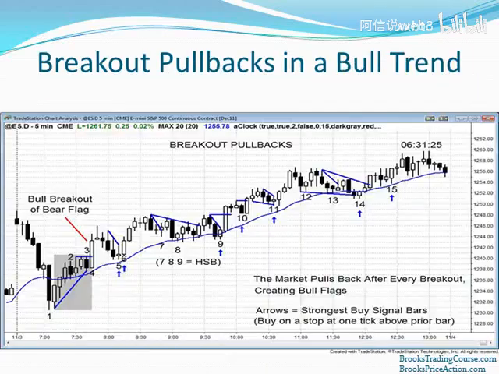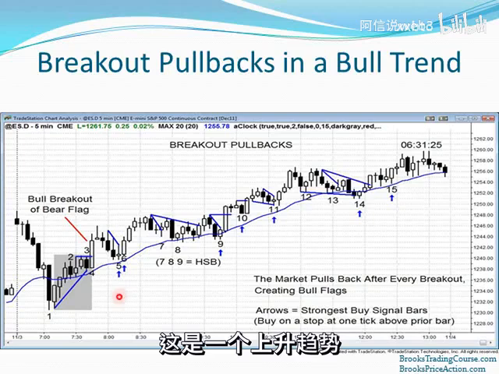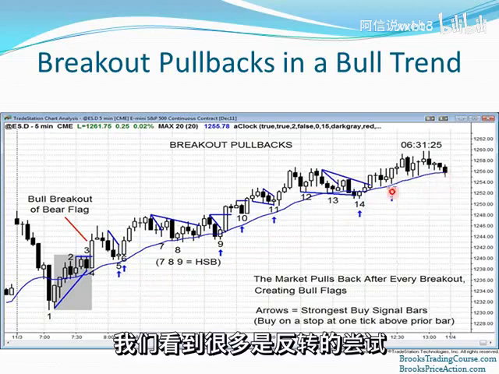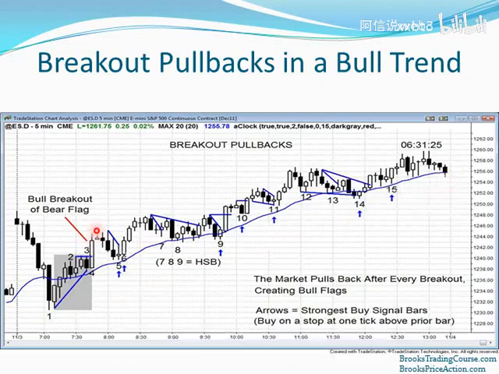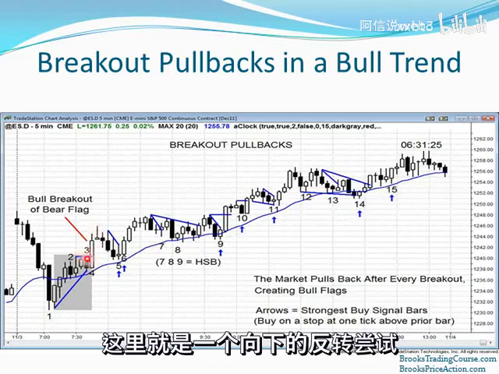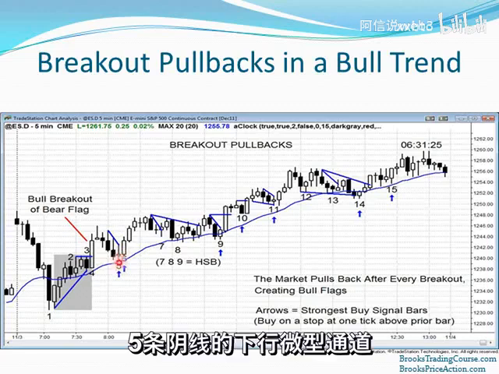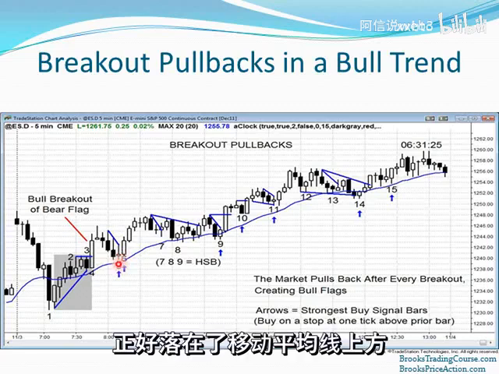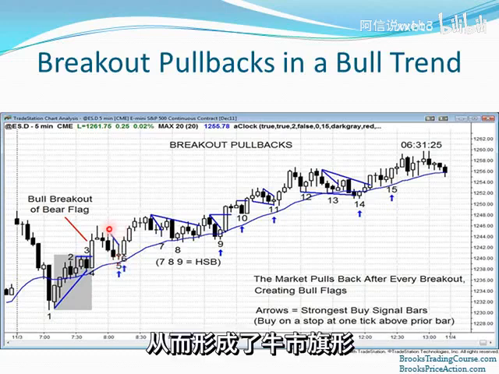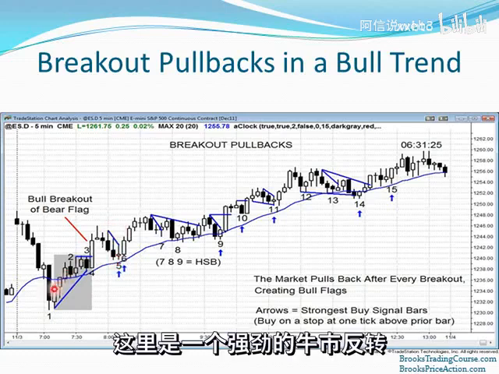So here we have a bull trend, and many attempts to make it reverse. Here's an attempt to make it reverse, a possible final flag, and the reversal attempt simply led to a 5-bar bear microchannel. It held above the moving average, and therefore was a bull flag. Here we got a strong bull reversal.